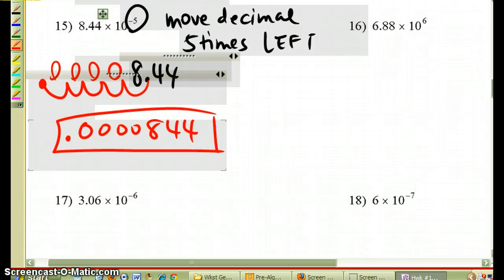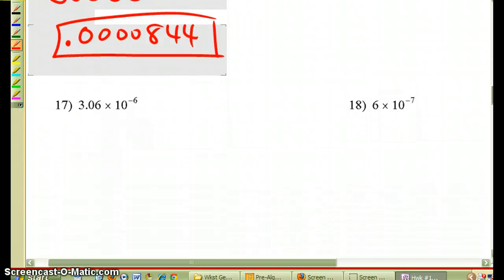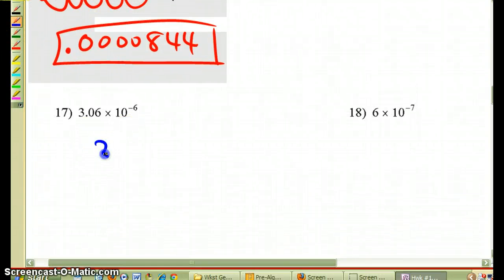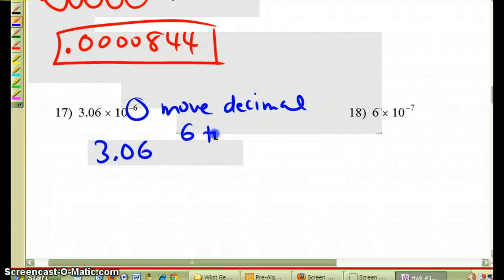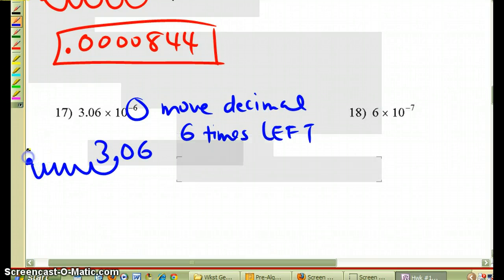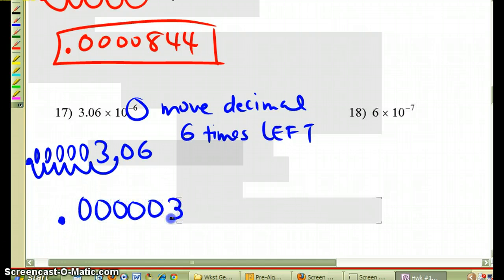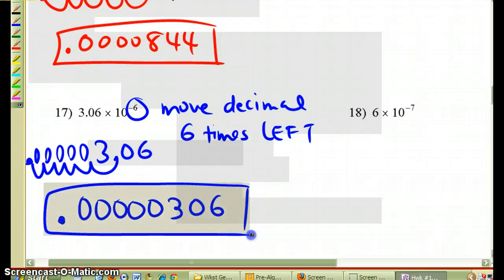Woo! And the last question on this video. 3.06, taking the negative 6, tells me to move the decimal how many times? 6 times. Which direction? Good, to the left. So here we go. 1, 2, 3, 4, 5, 6. Add my decimal. I'm adding how many zeros? There are 5 zeros in front of that 3. So decimal 1, 2, 3, 4, 5. 0.00000306 is my final answer.